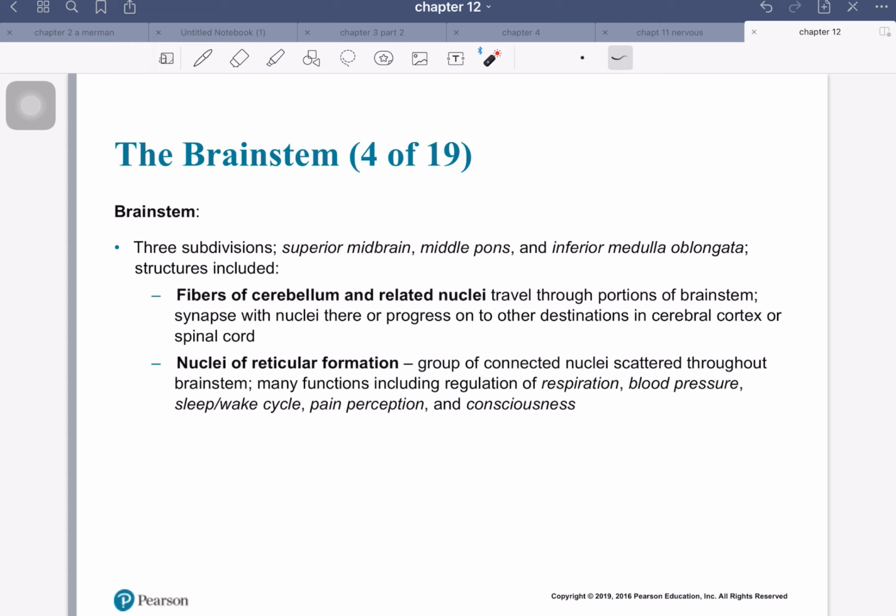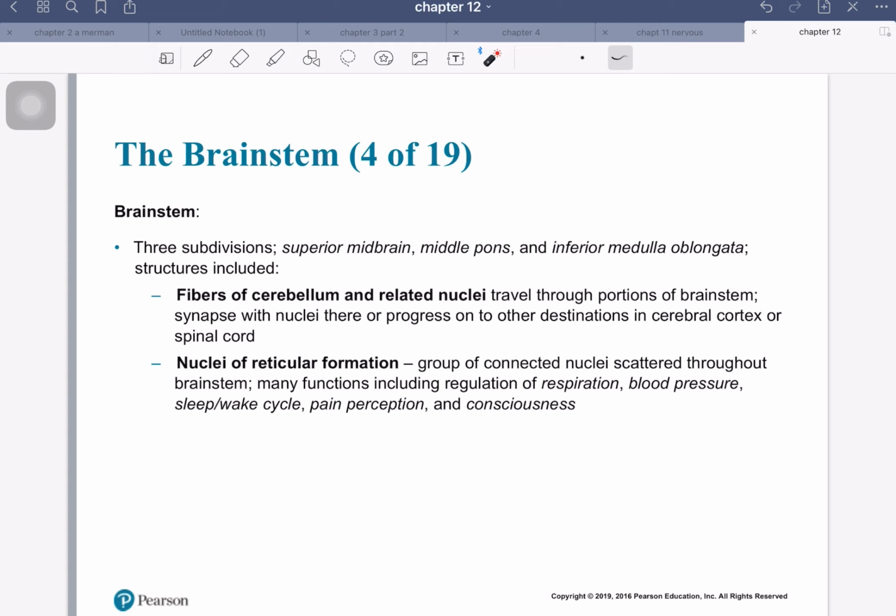And they synapse with nuclei in the brainstem and then head off to other destinations, either in the cerebral cortex or to the spinal cord. So we have those groups of fibers that are going from brainstem to cerebellum, cerebellum back. We also have other bits and pieces. And as I said, we have the nuclei of something called the reticular formation. And I just quickly mentioned that a bit before.